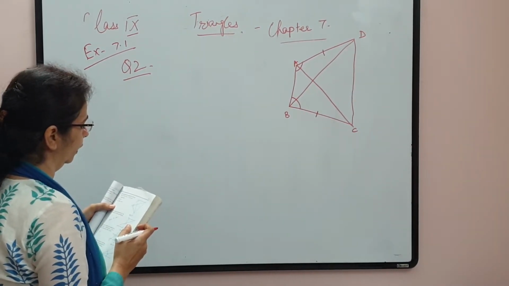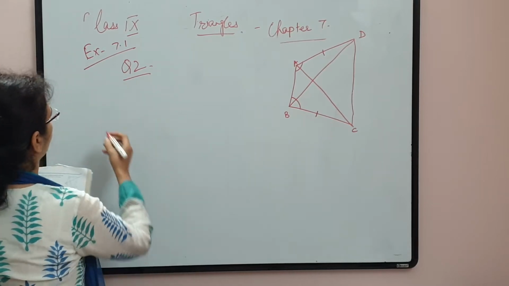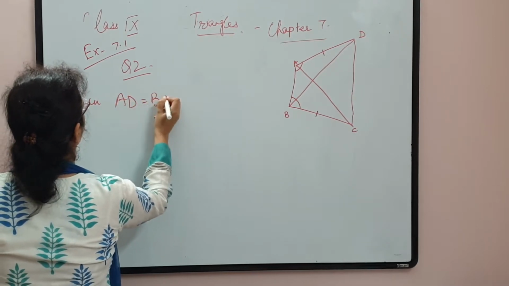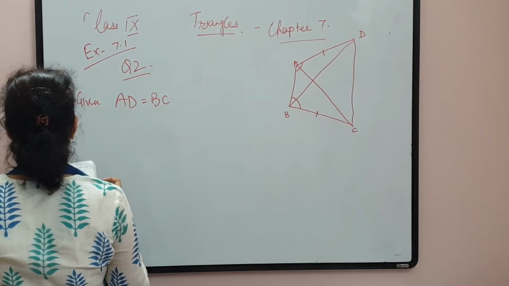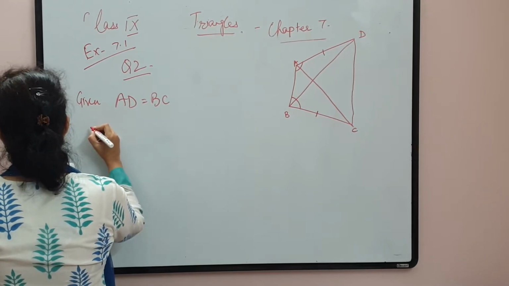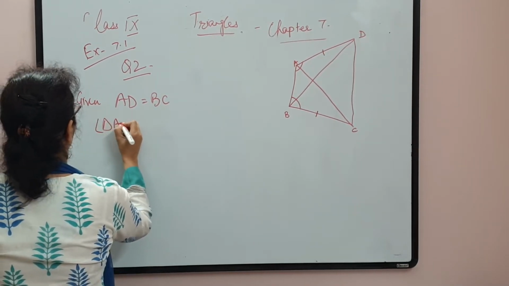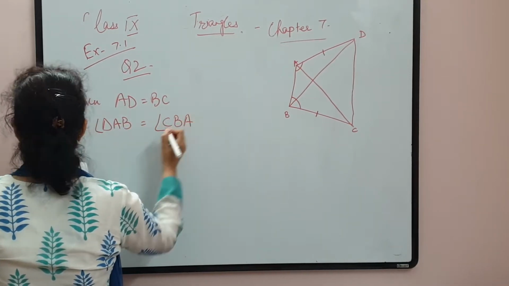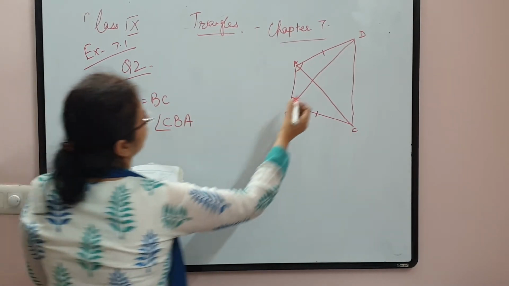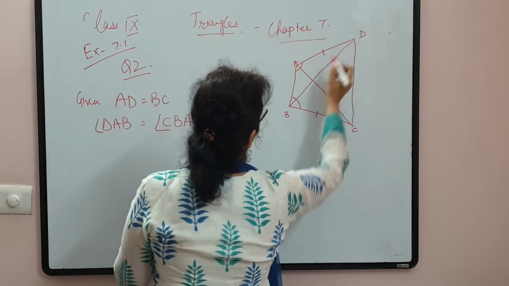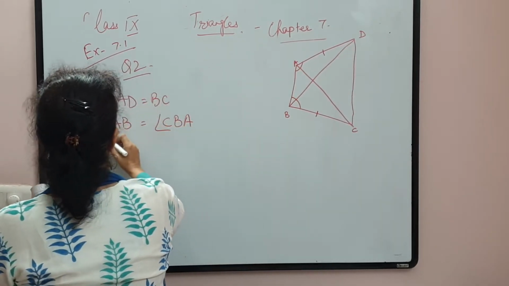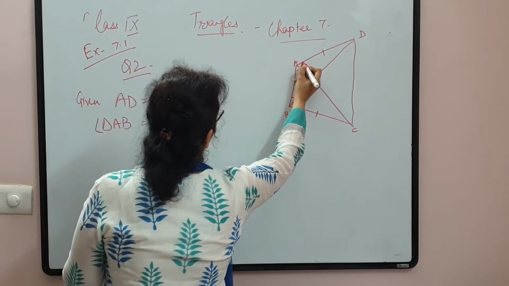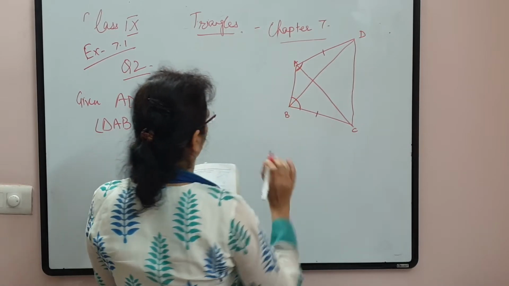ABCD is a quadrilateral in which AD is equal to BC. What is given? AD is equal to BC, and angle DAB is equal to angle CBA. Yes, we have made the sign also. Angle DAB is equal to angle CBA. That is, this angle, children, is equal to this angle.